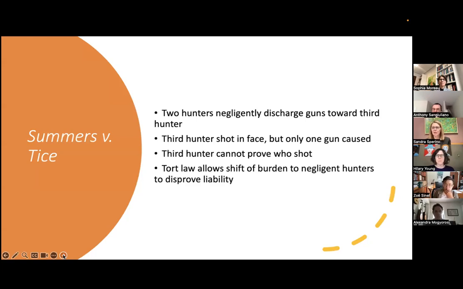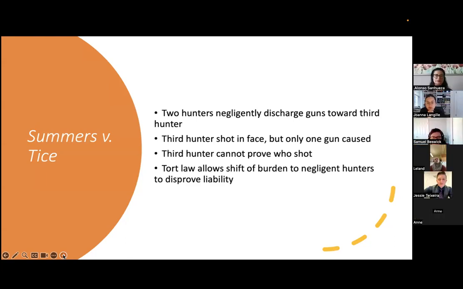In the case, we have three friends who are out hunting. Two of the hunters negligently discharge their guns. They're actually shooting birds, and so it's shot that shoots out of their guns. Their friend is shot in the face, but very strangely, or at least the facts maybe are constructed very strangely, it's only shot from one person's gun who ends up hitting the friend. And so the friend cannot prove who shot him.